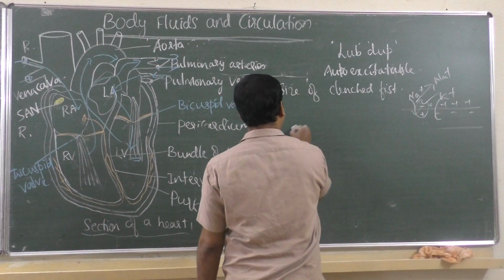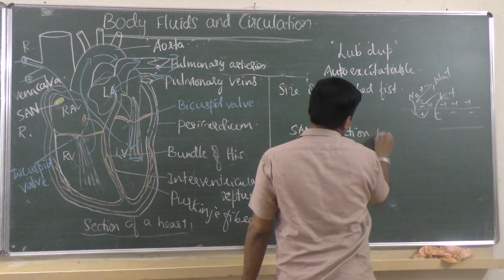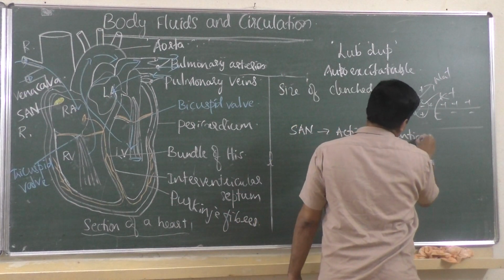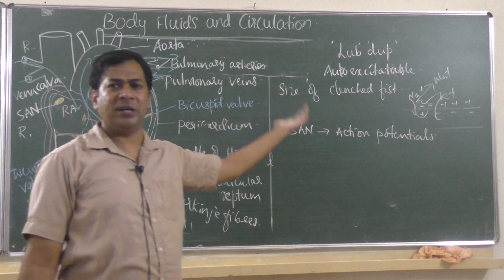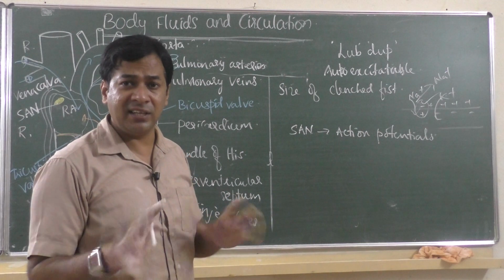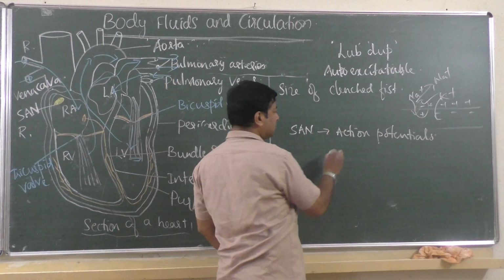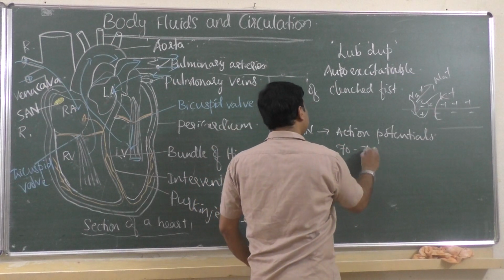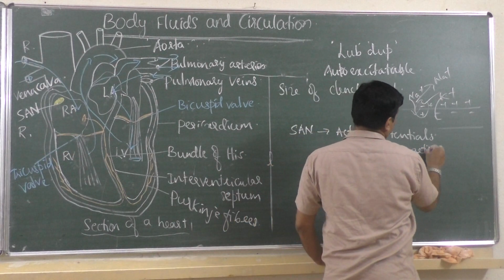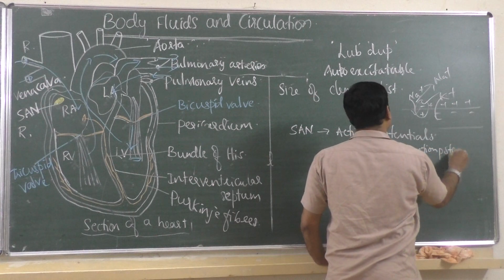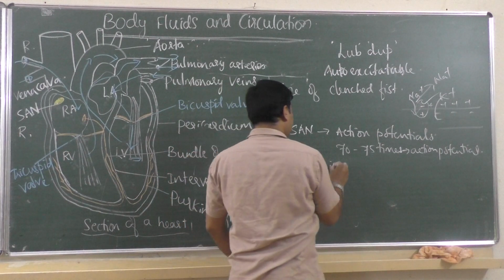So the sinoatrial node generates action potentials, meaning sodium ions enter, potassium ions go out, naturally without any signal, without any stimulus, on their own. How many times? 70 to 75 times it produces action potentials. 70 to 75 action potentials in a minute.